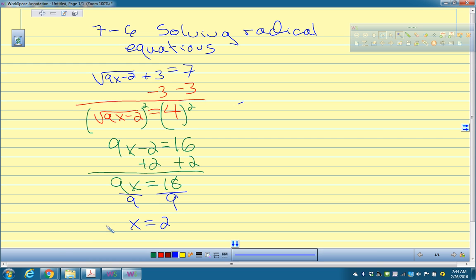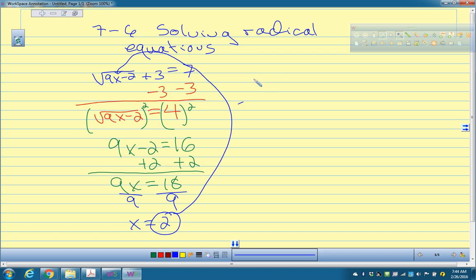Okay? Now with these, you always have to check your answer. Because when you square a square root, or when you multiply by something that has a variable in it, you risk introducing a solution that doesn't work in your equation. So you always have to check. I'm going to take my 2 and plug it back in and make sure it works.